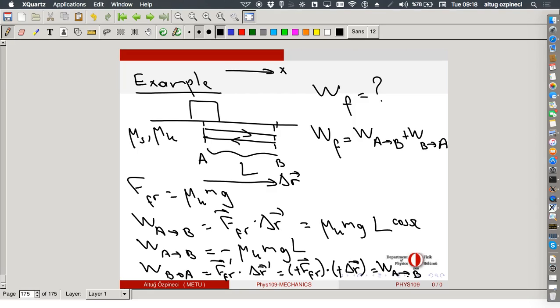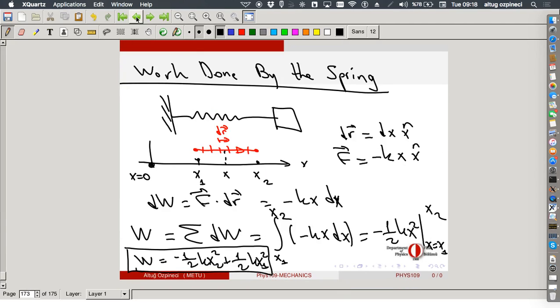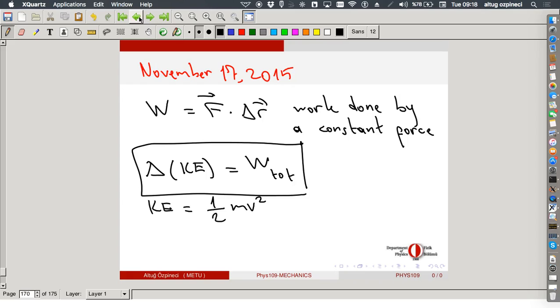This also proves work is not a vector. Work is never a vector. Even the definition of the work, you see how we define the work. If you take the scalar product of two vectors, it's just a number. It can be positive, it can be negative, but that positive and negative doesn't mean it has a direction. Any questions?